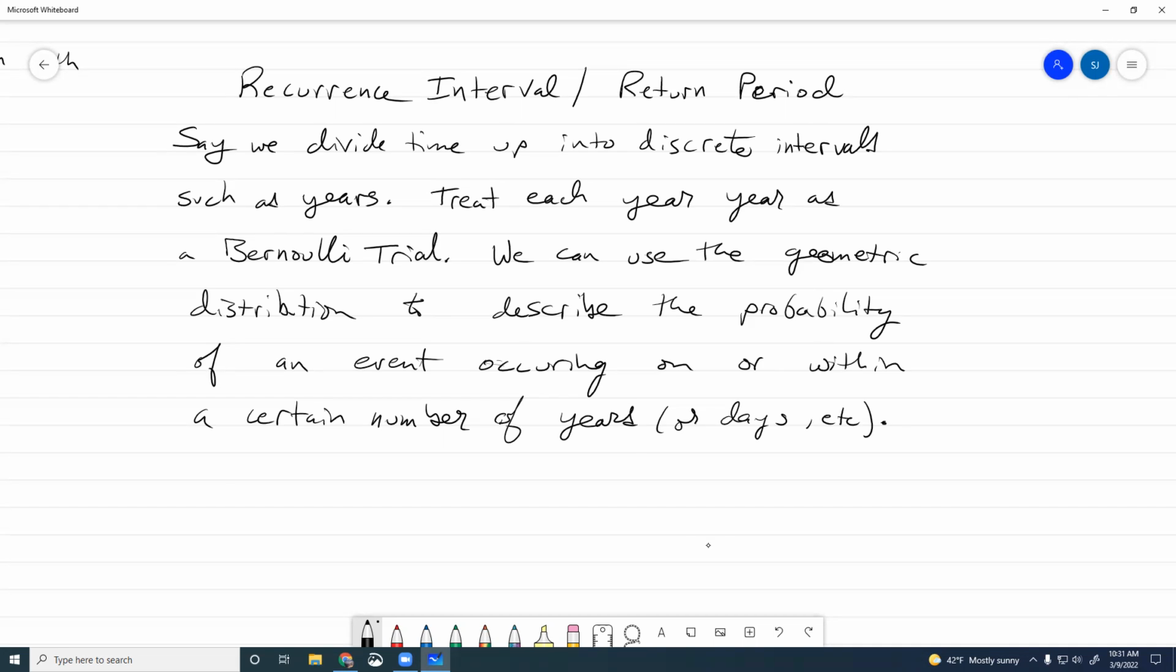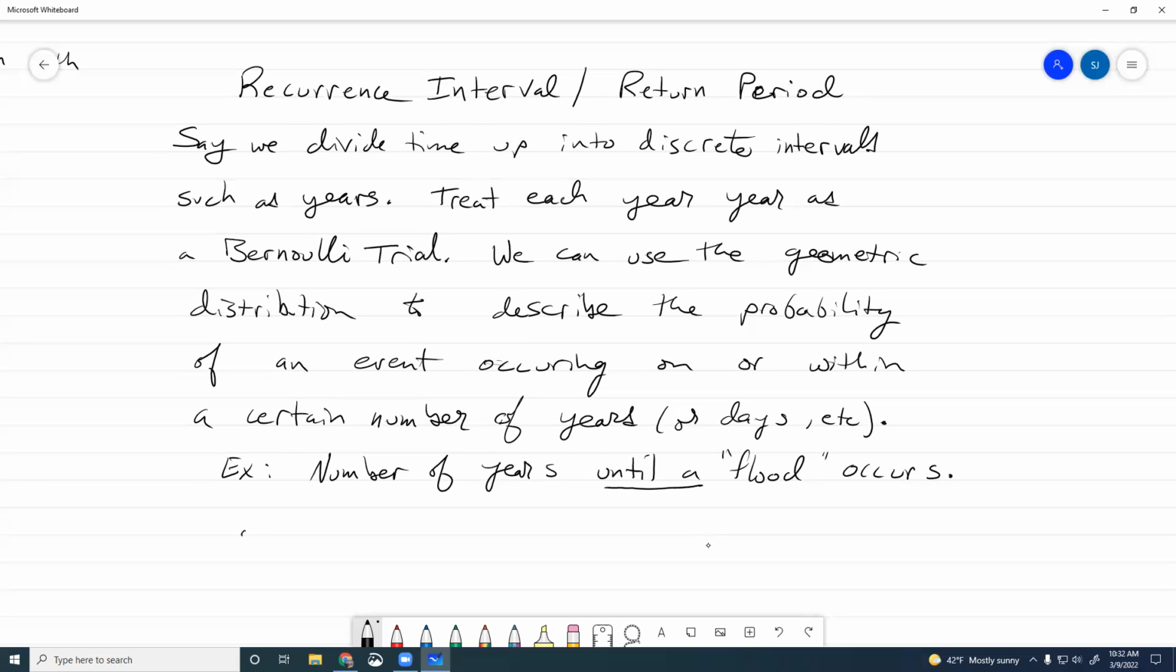So in this case, we could think of an example of, in my neck of the woods, the number of years until a flood of a certain magnitude occurs. Which would be obviously of interest to engineers designing bridges or buildings or something like that. So the number of years until, right?